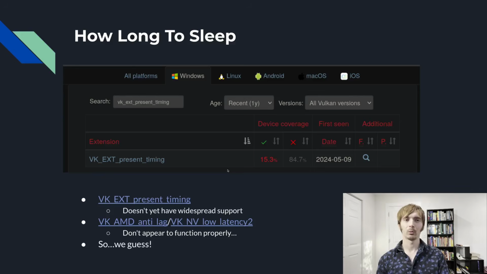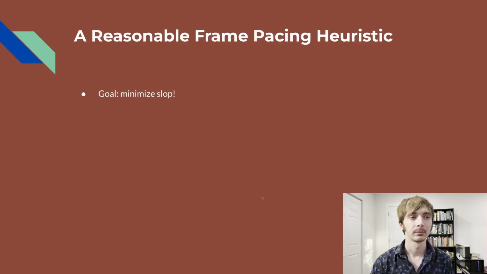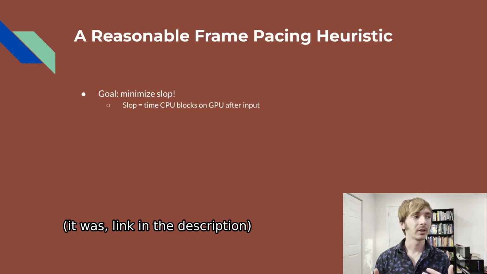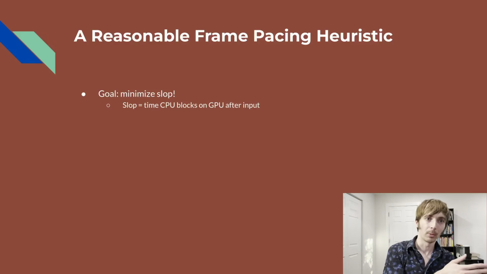Regardless, that leaves us with one option, which is we guess, but we're going to make an educated guess. So here's my frame pacing heuristic I've been using for my game that's been working well for me. Our goal is to minimize what I'm going to call slop. I can't remember for sure where I got this term. I want to say it was from a write-up by the Call of Duty devs, but I could be mistaken. Slop is going to be the time the CPU spends blocking on the GPU after input. Ideally, we'd like this to be 0. We'd want to sleep before pulling for input.